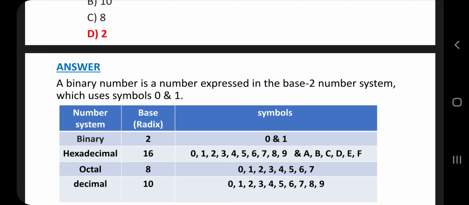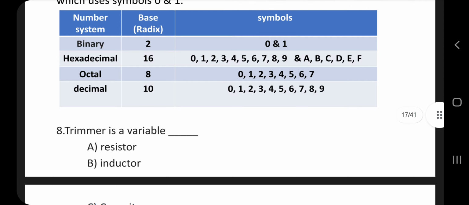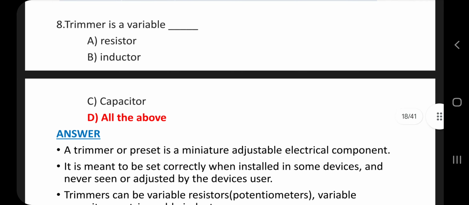A decimal number system is a standard system for denoting integers and non-integer numbers. The decimal system consists of 10 single digit numbers 0, 1, 2, 3, 4, 5, 6, 7, 8 and 9. Question number 8. Trimmer is a variable. Answer is option D, all the above.